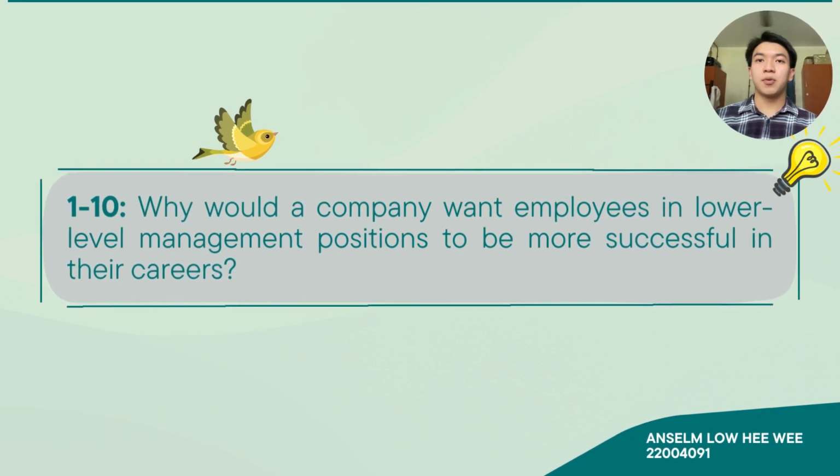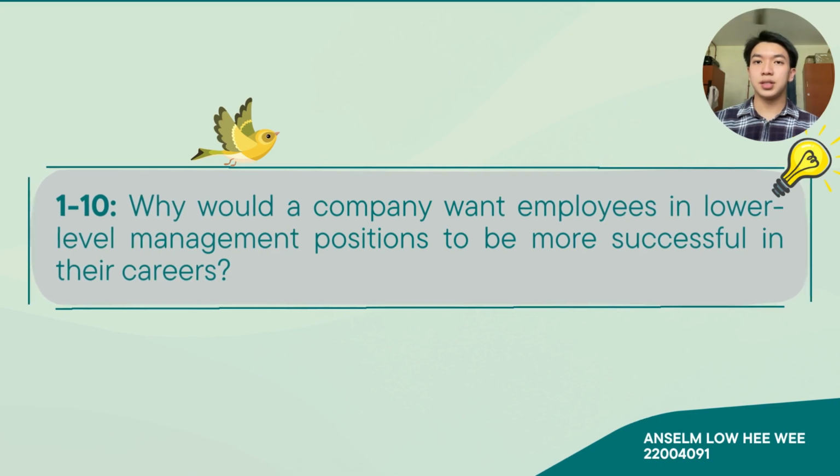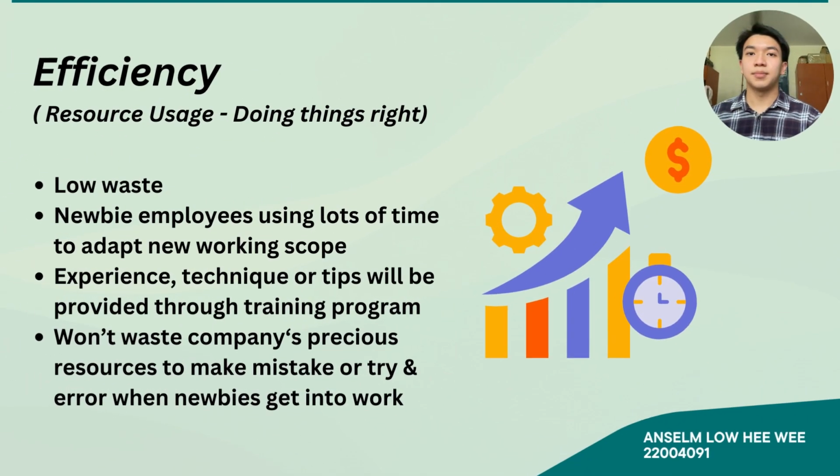Next, I am going to discuss why would the company want employees in lower level management positions to be more successful in their careers. I would like to talk about efficiency. Efficiency means resource usage or doing things right. The goal of efficiency is low waste. Nowadays, newbie employees use lots of time to adapt to a new working scope.